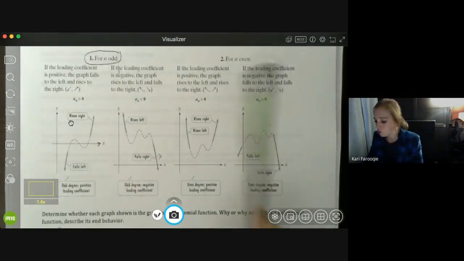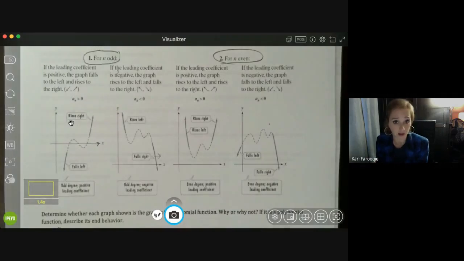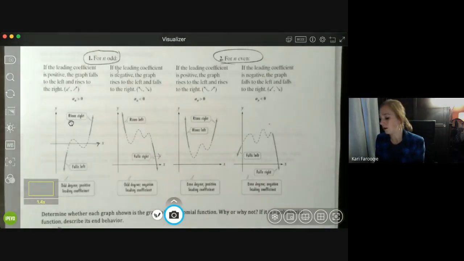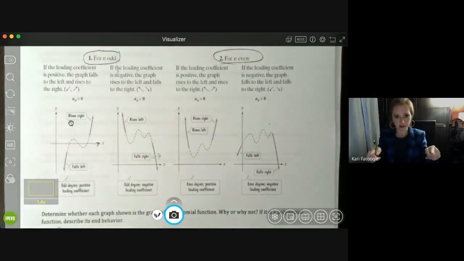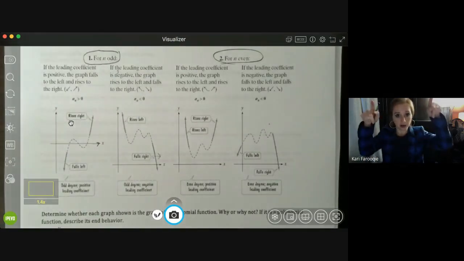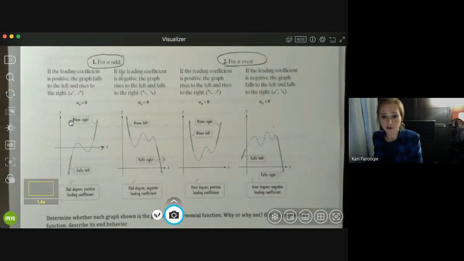Now that changes when n is even. So that would be, for instance, a quadratic polynomial. So we talked about those quadratic functions being represented by parabolas. Notice that you have a second degree polynomial, you have this parabola, and either both ends are going down or both ends are going up. Same idea here for any sort of even degree polynomial.